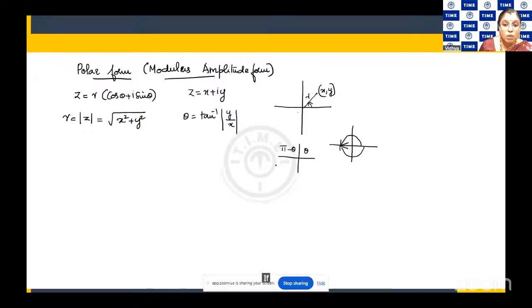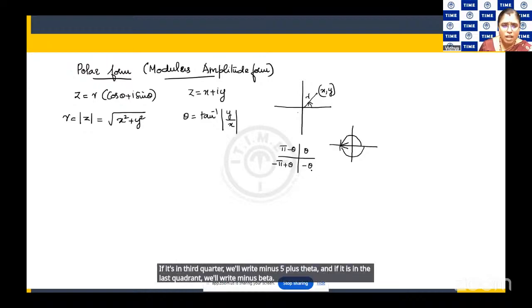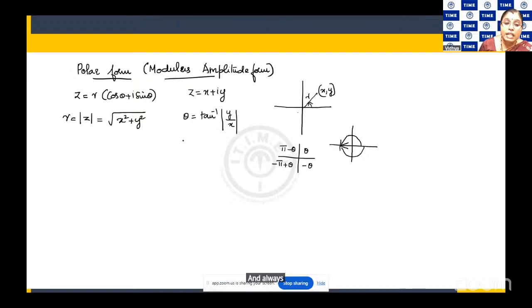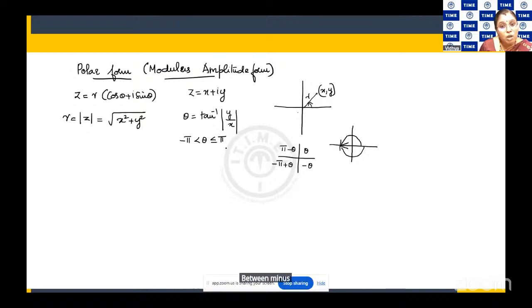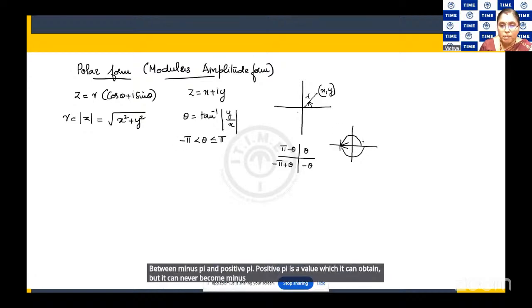If it's in the third quadrant, we'll write minus pi plus theta. And if it is in the last quadrant, we'll write minus theta. And always remember, theta will lie between minus pi and positive pi. It will never assume the value minus pi. It will be between minus pi and positive pi. Positive pi is a value which it can obtain, but it can never become minus pi. Why? Because we are measuring like this.